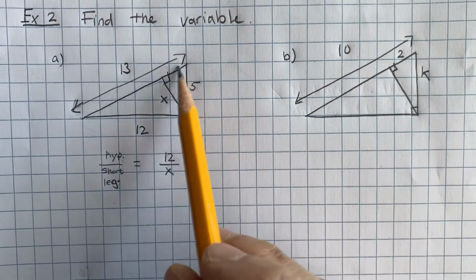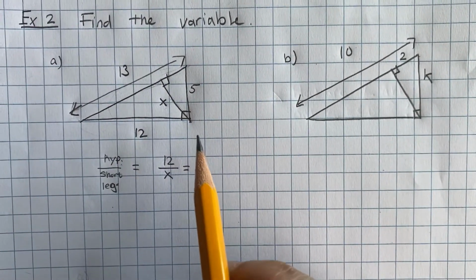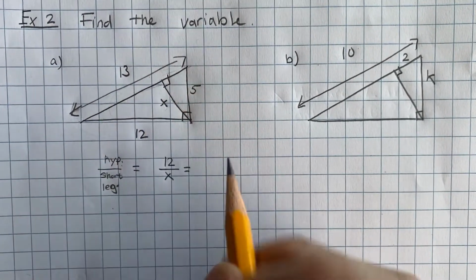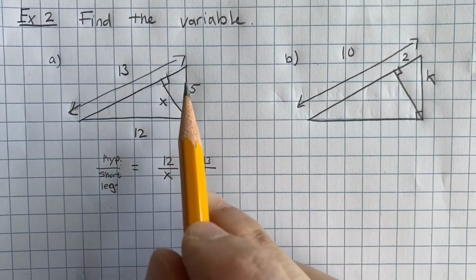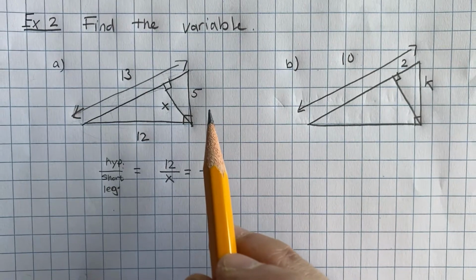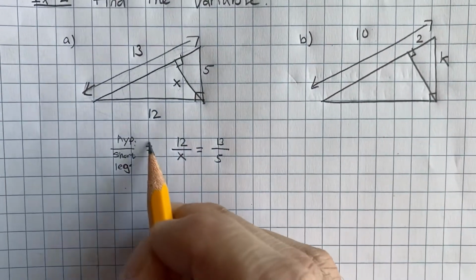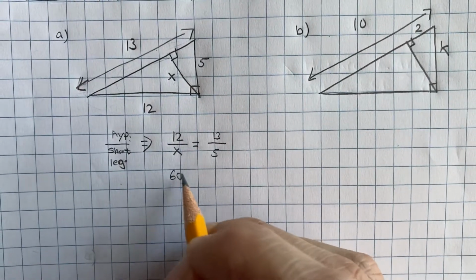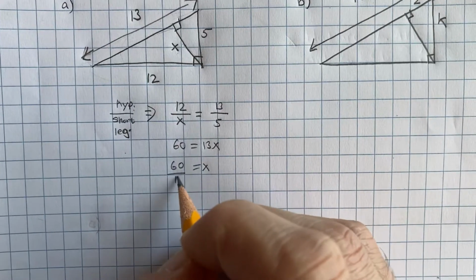And then I have to be consistent. Now, I already have all the values in the big right triangle, and the hypotenuse of the big right triangle is 13. The shorter leg of the big triangle right here is going to be 5, right? And so when you cross multiply and solve, you're going to get 60 equals 13x. X is equal to 60 over 13.